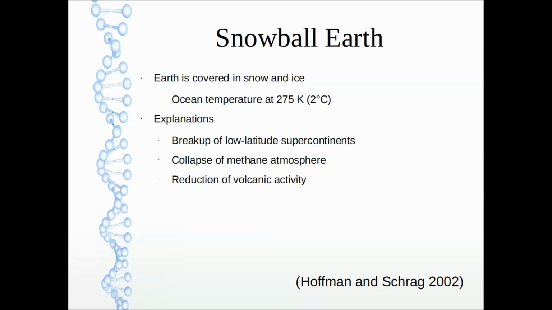Now we'll talk about Snowball Earth. Snowball Earth refers to periods in which Earth's surface became entirely or at least nearly frozen. There have been many snowball episodes throughout the Proterozoic eon. The average ocean temperature got as low as 275 kelvins, or 2 degrees Celsius. As was the case with the faint young sun paradox, there are explanations as to why Snowball Earth took place. First of these is the breakup of low-latitude supercontinents.